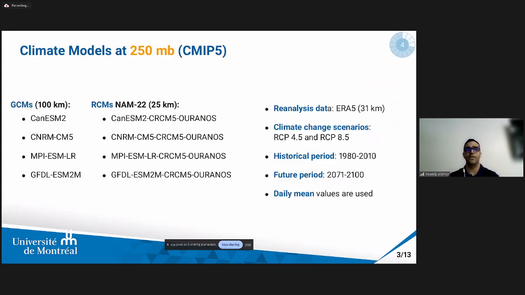So in this research, we analyze an ensemble with 4 global climate models, and also 4 CRCM5 simulations driven by the same GCMs. And we also compare these RCMs with the reanalysis data, in 2 climate future scenarios, RCP 4.5 and RCP 8.5. The baseline, the historical period, is from 1980 until 2010, and the future period is 2071 until 2100. The daily mean values are used in all these experiments.